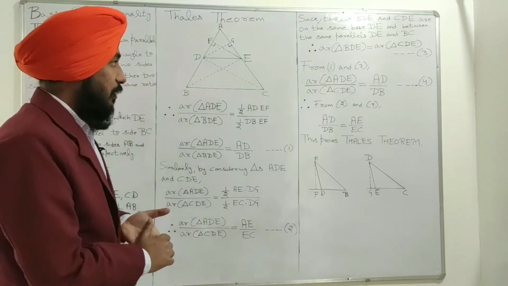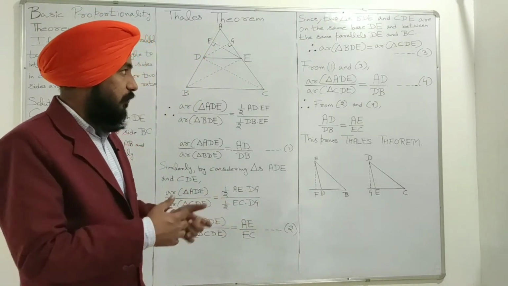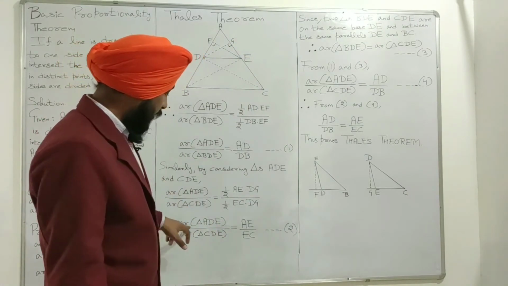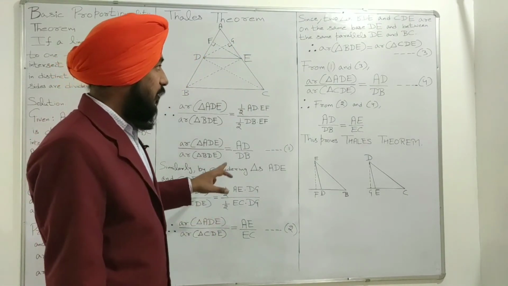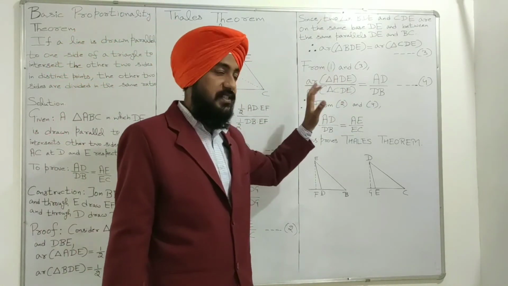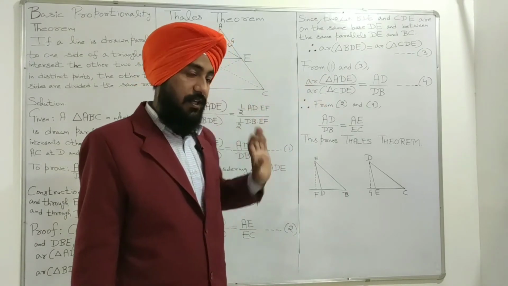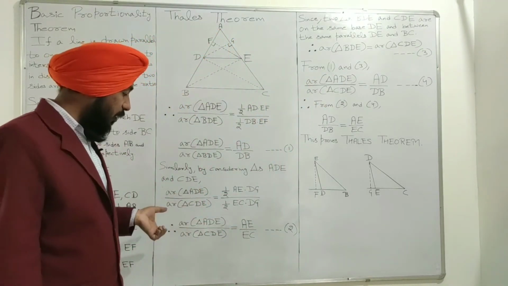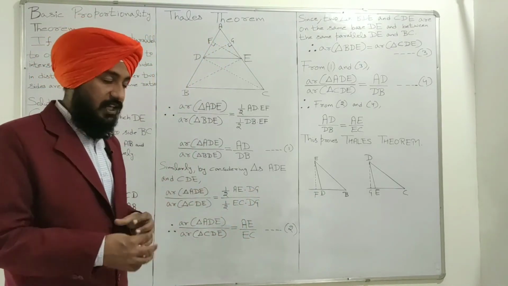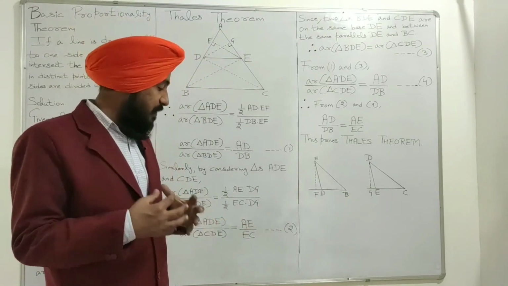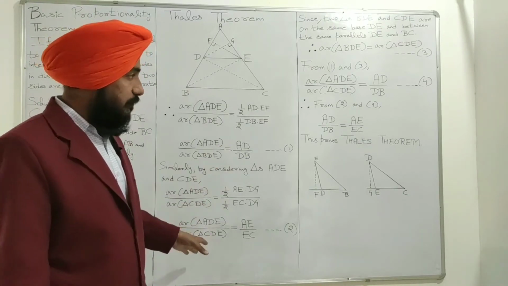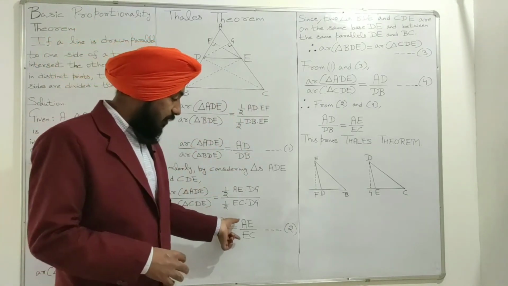Now students, compare these two equations. Name this as equation number 4 and this is equation number 2. From 2 and 4 you can see the left hand side of equation number 2 and equation number 4 is the same: area of triangle ADE upon area of triangle CDE. If the left hand side of two equations are the same, it means the right hand side of the two equations should be the same. So we can write the right hand side equal.